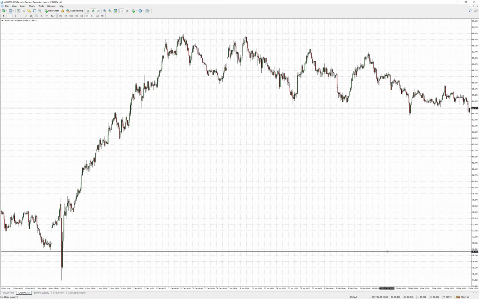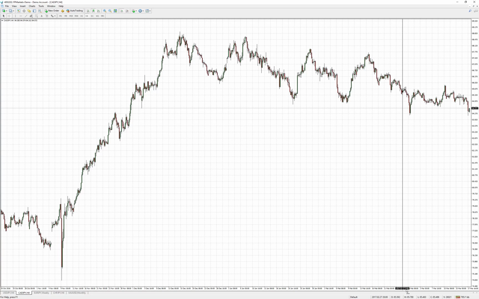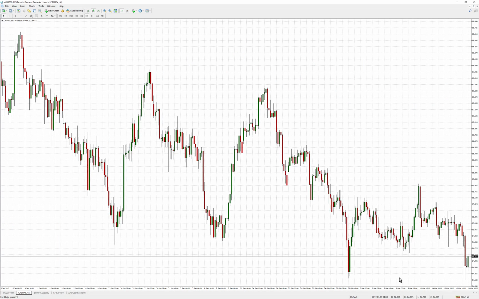If I zoom in a bit, this could provide supporting reason to believe that maybe dollar yen will also hold this low. Another way you can trade dollar yen is if CAD yen breaks above these highs and pulls back in a very decent way.